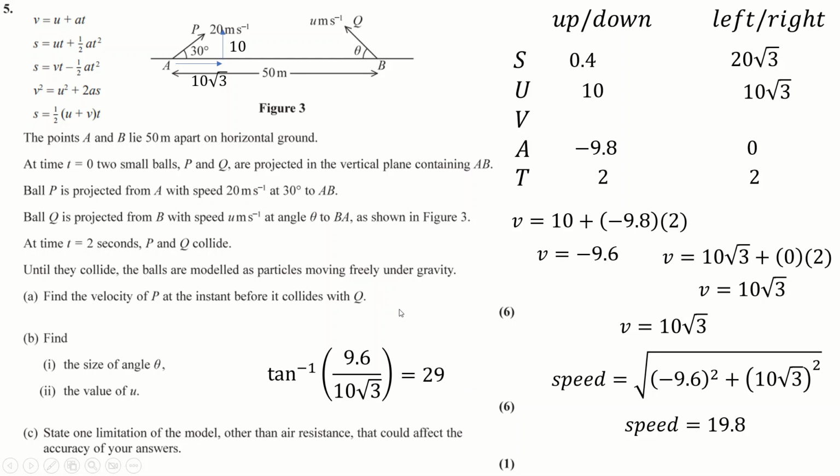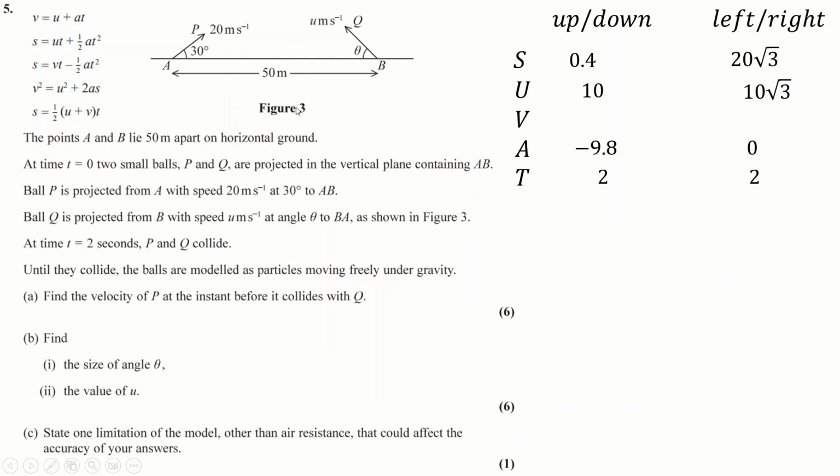Imagine a triangle in your head like this. That's down 9.6, across 10.3. Tan inverse of 9.6 over 10.3 is this, and you're supposed to say something like this: it's got this speed, and it's going at an angle of 29 below the horizontal, so it's kind of going down this way. Apparently that's how you're supposed to finish that, which I haven't actually seen before, but I don't teach that much mechanics, so that's probably why.